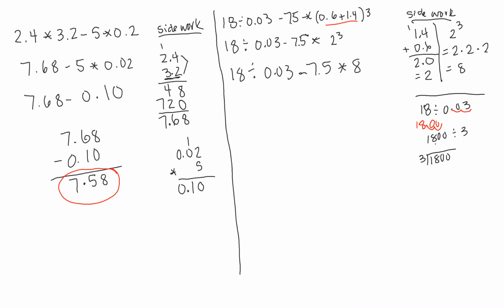Well, 3 goes into 18 6 times. 6 times 3 is 18. I get a 0. So we're going to end up getting 600 here. So I get 600 minus 7.5 times 8.